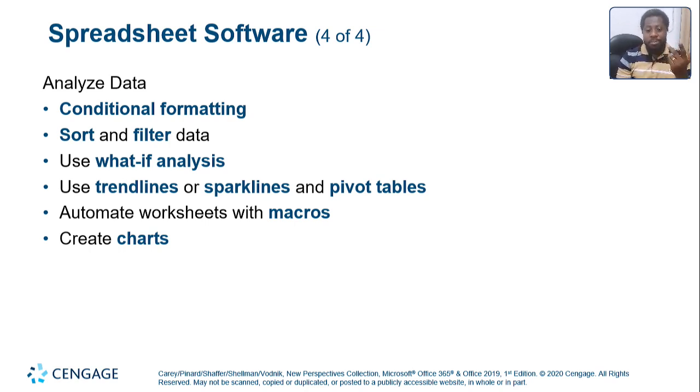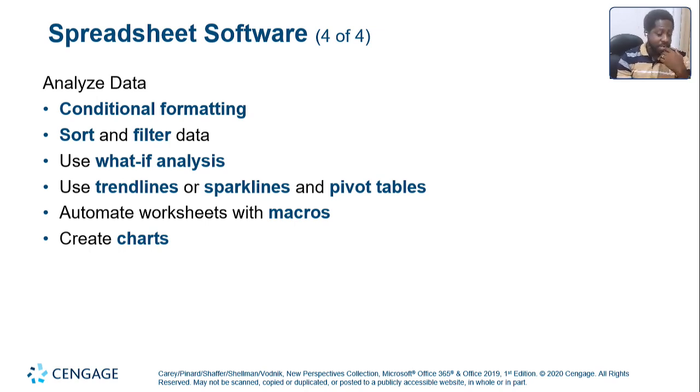We should be able to perform what we call quantitative analysis, identify trend lines or sparklines or pivot tables. Maybe we will not touch on these trend lines, sparklines, and pivot tables. We won't talk much about macros, but these are certain features relevant and essential if we want to analyze data. So we need to automate worksheets with macros, and most importantly, create charts. We'll touch on the portions that are relevant to your academic journey and, of course, your career growth as far as these tools are concerned.